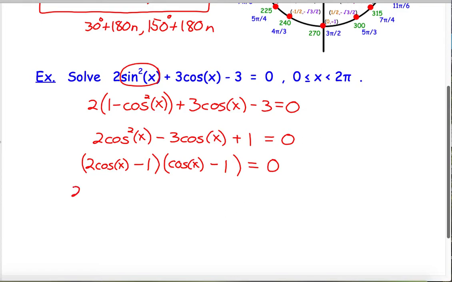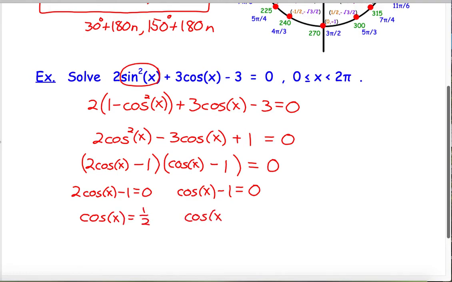That means that 2 cosine x minus 1 equals 0, or cosine of x minus 1 equals 0. Which means that the cosine of x is equal to 1/2, or the cosine of x is equal to 1. Now notice we did have a stipulation here. X is going to be between 0 and 2 pi. So with that restriction, I'm only looking at the unit circle from 0 to 2 pi.